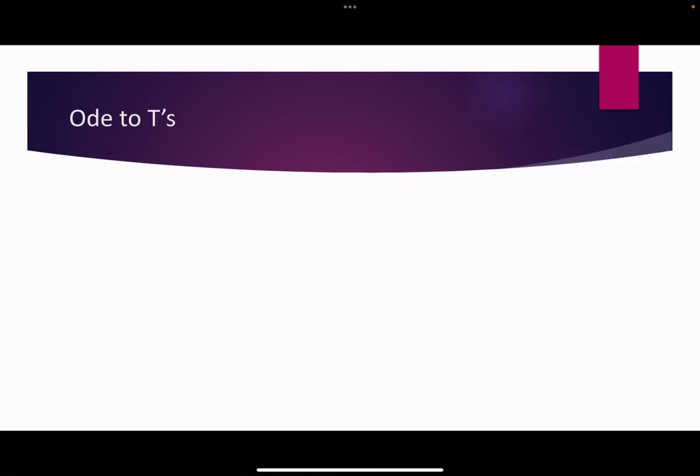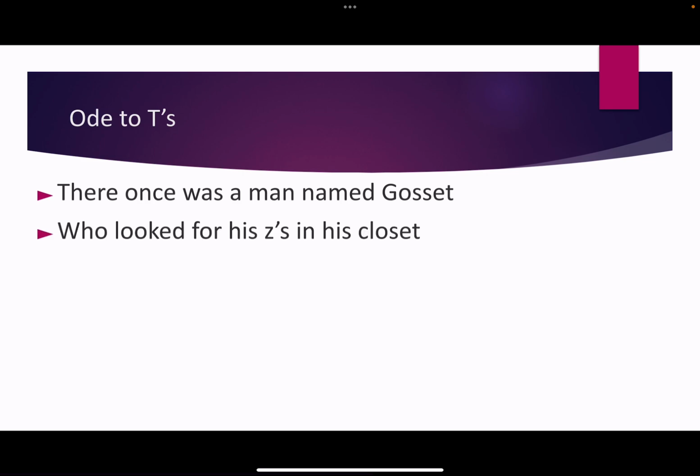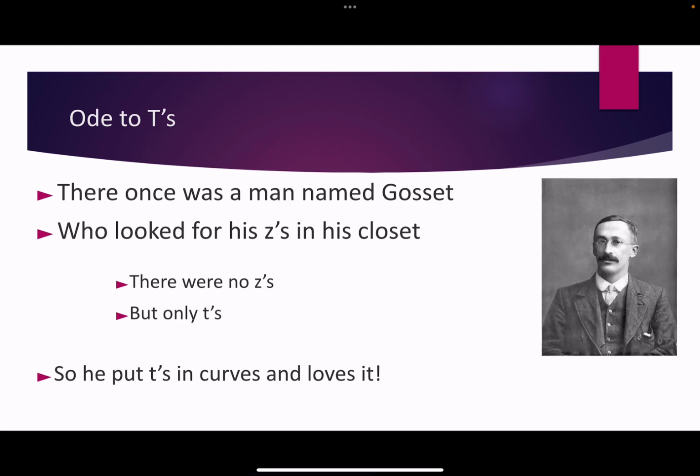So, Ode to T's. There once was a man named Gossett who looked for his Z's in his closet. Remember, the last 2 units we've been using Z-score in hypothesis testing. There were no Z's, but only T's. So he put T's in curves.